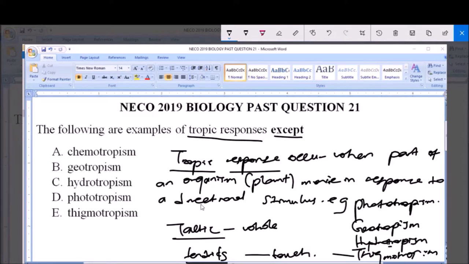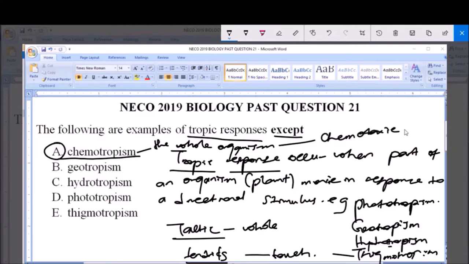Now option A here says chemotropism. Parts of plants do not respond to chemicals. In terms of chemical response, the whole organism responds to the chemical, and we call that chemotaxis.